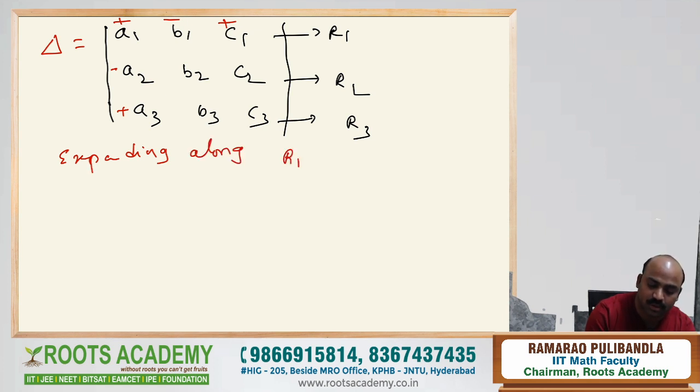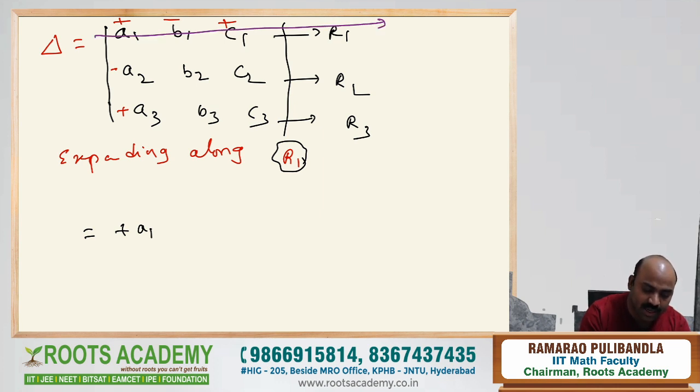Along what? Row 1, right? I am expanding along row 1. First write A1. So, what is the sign before A1? Plus A1. Leave that row and that column.